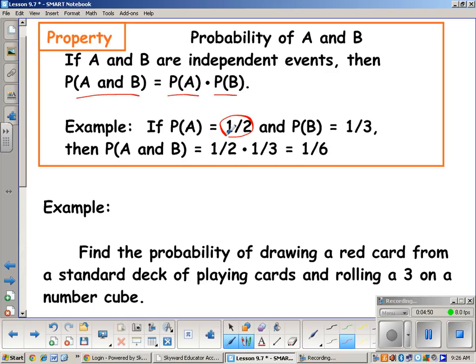Say I flip a coin, the probability of getting a head is 1/2. And the probability of something else is 1 out of 3, so I've got 9 marbles in the bag: 3 red, 3 blue, and 3 black. And so the probability of drawing a red one would be 1 out of 3. The probability of flipping a head and getting a red is going to be 1/2 times 1/3, which is 1/6. Okay? Example here.